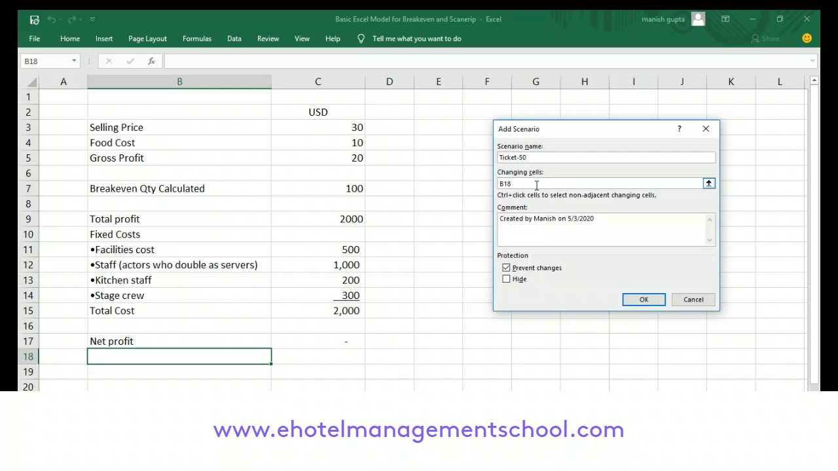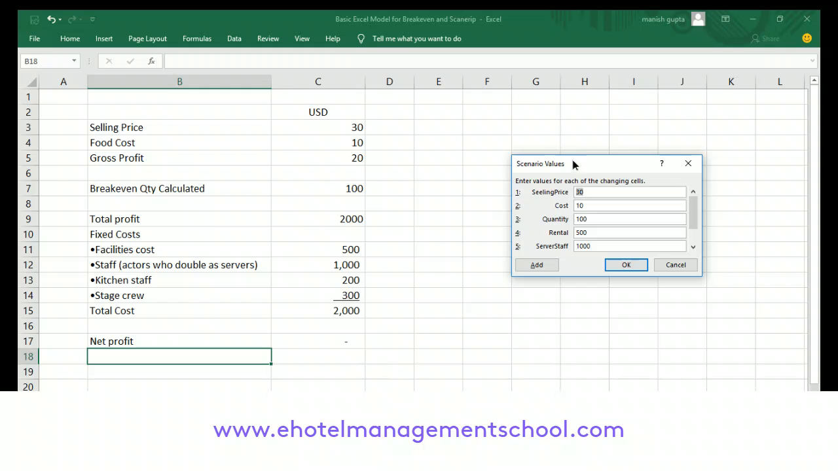You need to identify what cells you will be changing. Let's say the selling price may change, food cost may change, the break-even point is already being changed, and the fixed cost can also change. So you can click them. Only the cells which are key inputs; the cells where a formula is written, you will not be able to change, so you cannot select them. Then click OK. Now you are able to create a scenario here.